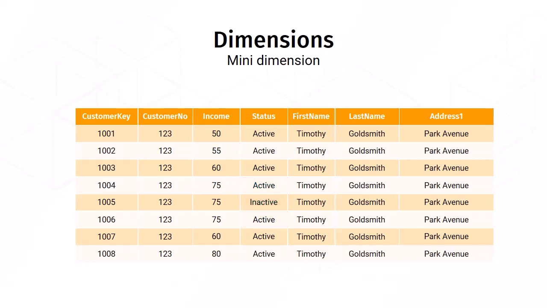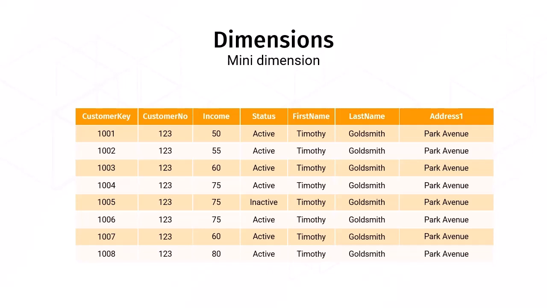The changes are occurring so rapidly that many lines are continually being added. The problem is that the income and status are being logged in the customer dimension table, but the customer has many more fields than just income and status, which also includes attributes. He has a first name, surname, address, and much more.